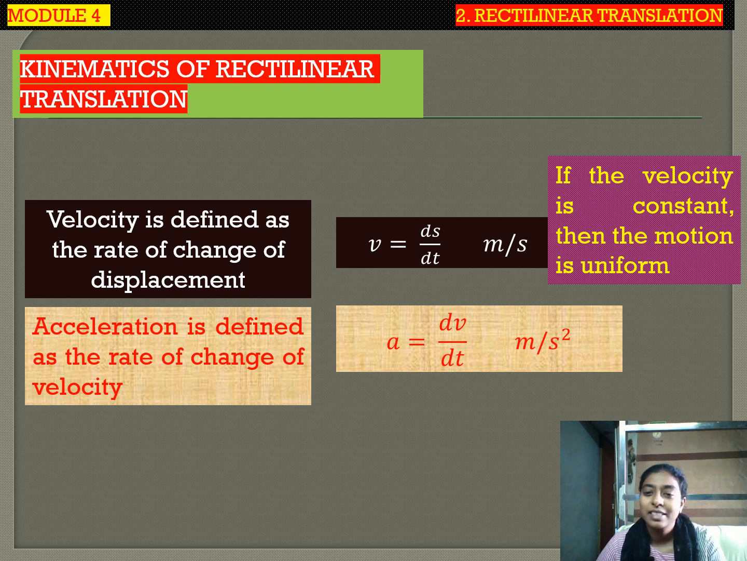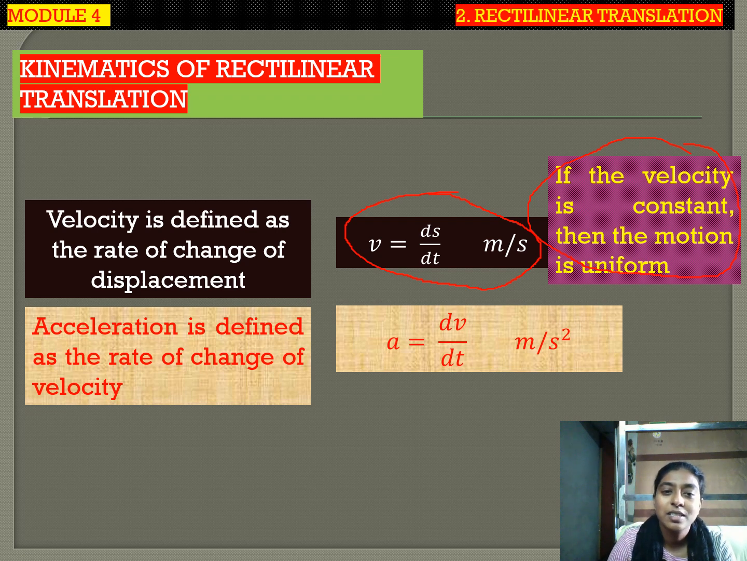Displacement is the shortest distance. Now, velocity is defined as the rate of change of displacement. So, velocity is the rate of change of displacement, that is ds by dt. S is the displacement and t is time. So, ds by dt. Unit is meter per second. And if the velocity is constant, then the motion is called uniform motion. Uniform motion, the velocity is constant.